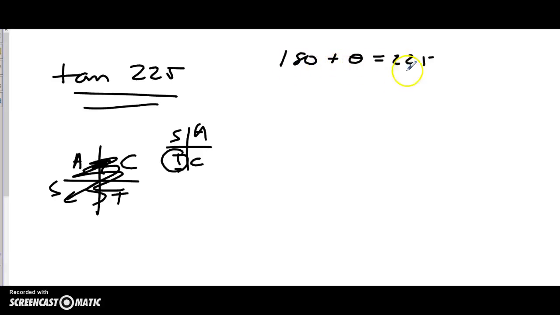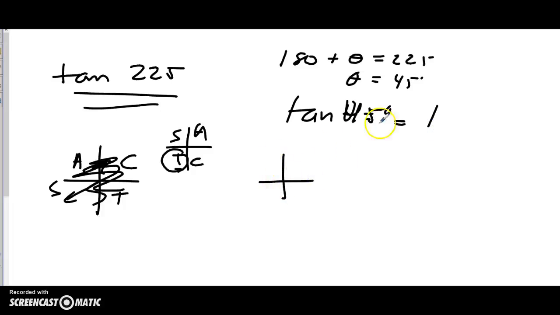So 180 plus theta is my answer, 225. That's the related angle in the third quadrant. I solve for theta, I bring the 180 over, and I have 45 degrees. So now I look at my table, and tan 45 degrees is equal to 1. And therefore, if that's 1, then in the third quadrant, that is also 1.